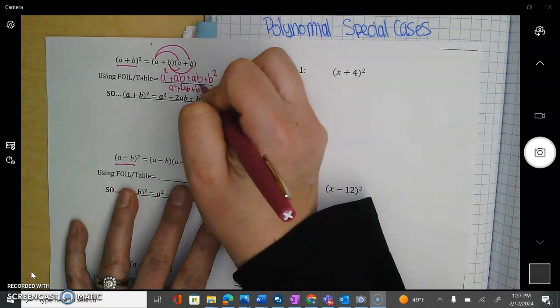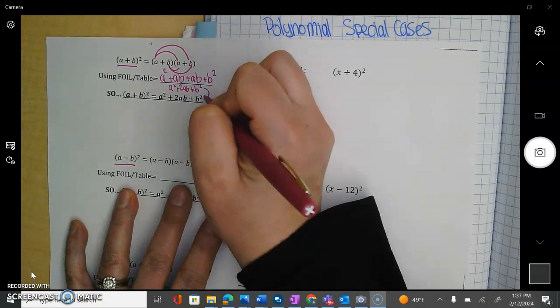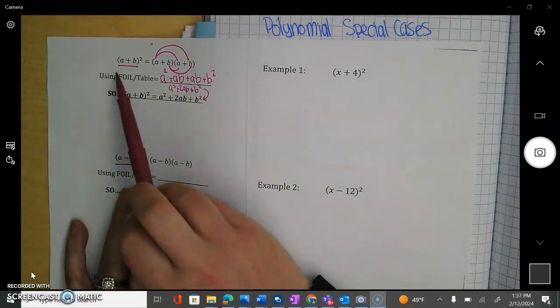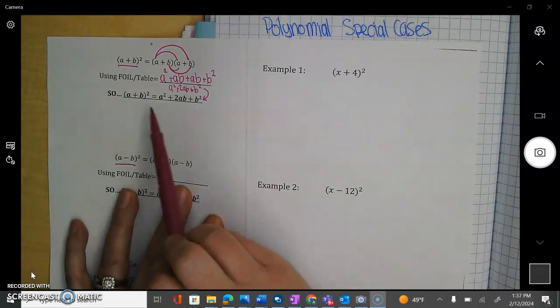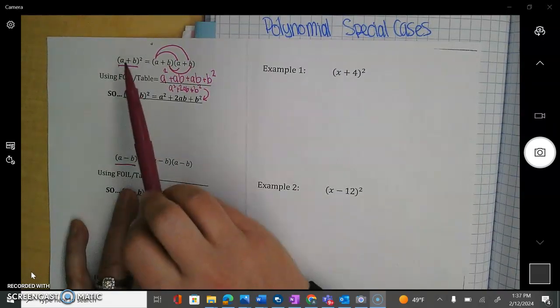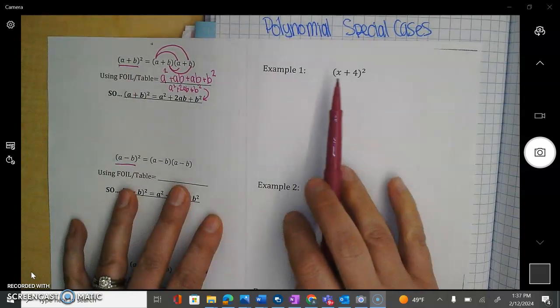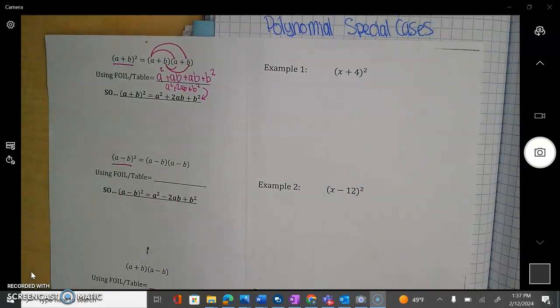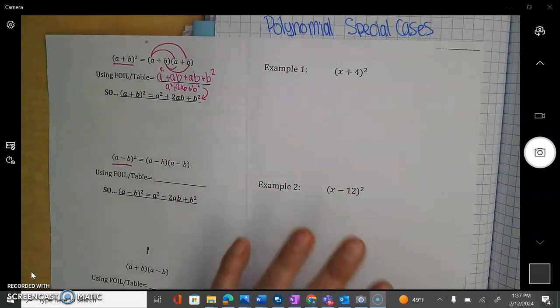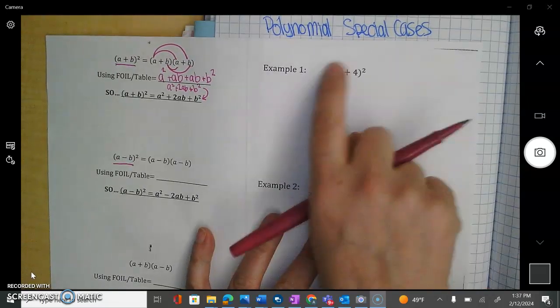Okay, so the rule is whenever I see something where it's a plus b, or two numbers added together, and that whole quantity is squared, we would use this rule. Now, you're not really going to see a problem where it's two variables. What you'll probably see is something where I have a variable added to another number, or something like that. So let's go ahead and take a second and look at what that looks like here.